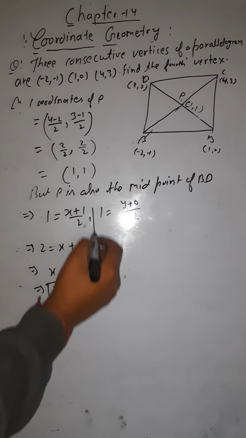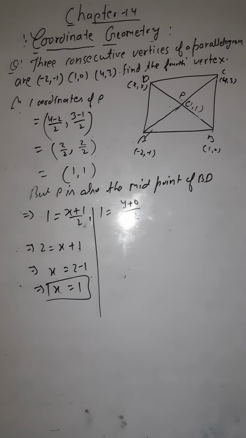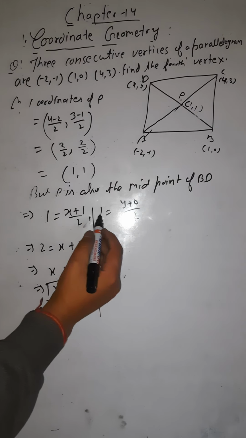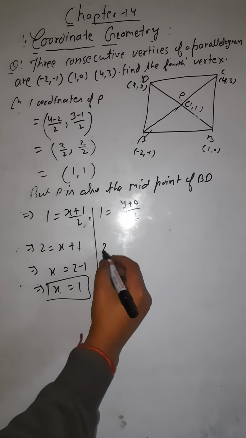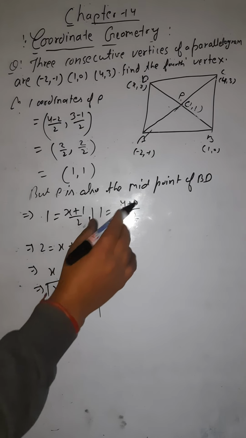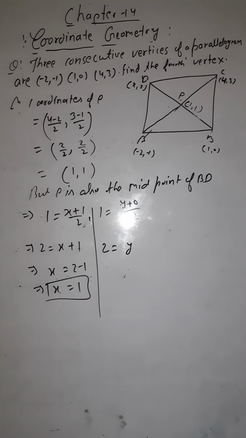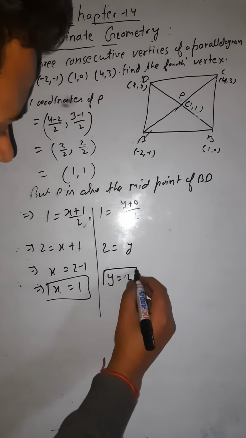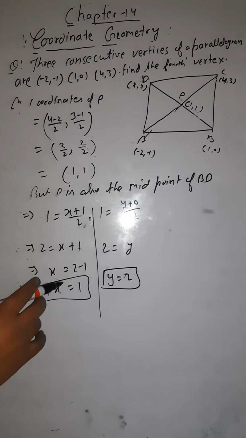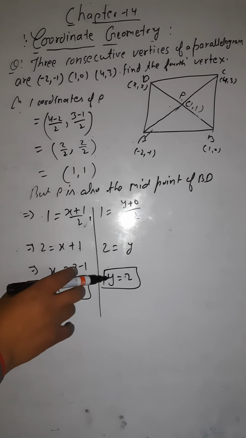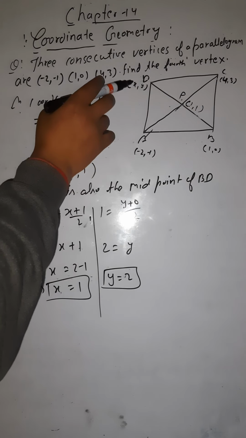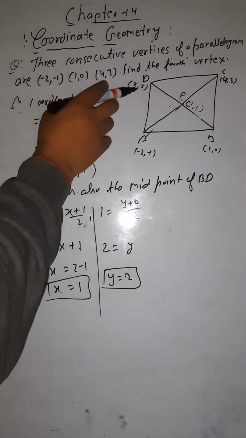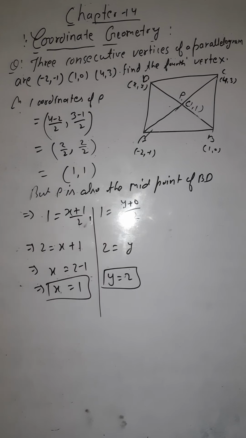Similarly, I can find out the value of y also from here. How? This 2 will multiply. So 2 times 1, that is 2, is equal to y + 0, which would be equal to y only. So the value of y is coming out to be 2. So now we have x equal to 1 and y equal to 2. It means the coordinates of the fourth vertex would be (1, 2).